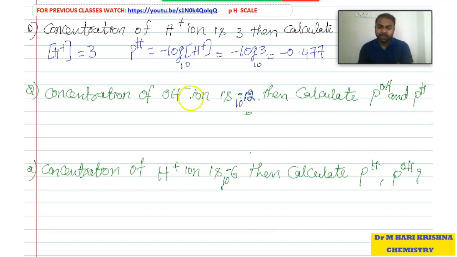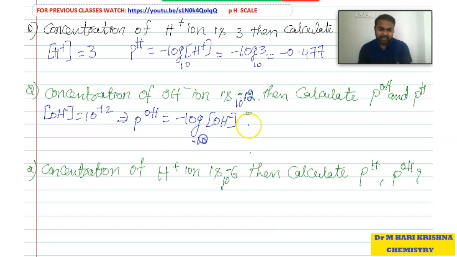Concentration of OH minus ion is 10 power minus 12. Then calculate pOH and pH. So the concentration of OH minus is 10 power minus 12. Then how to find out pOH? There is a formula, pOH equal to negative logarithmic value of concentration of OH minus. So this is base 10. Substitute this value in this equation. So instead of OH minus, substitute 10 power minus 12.